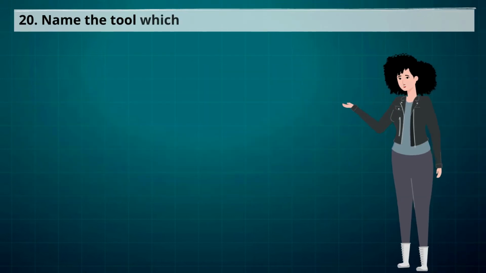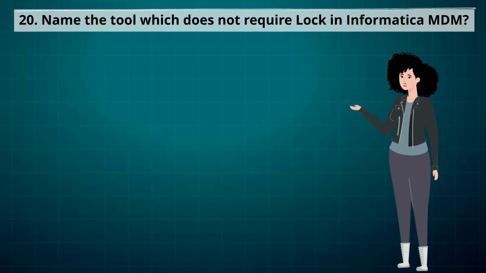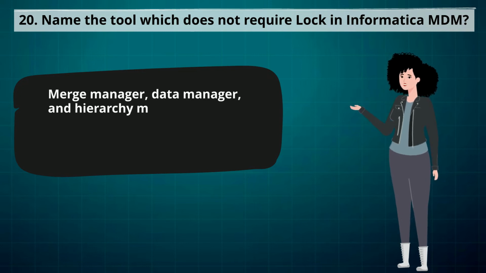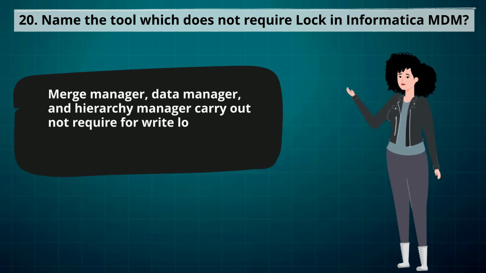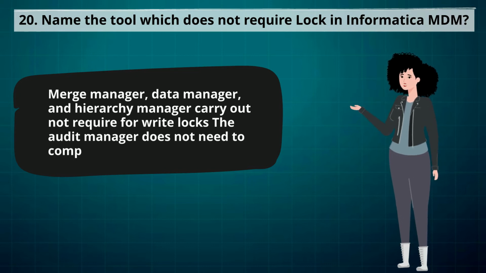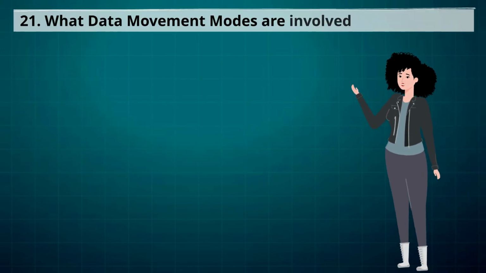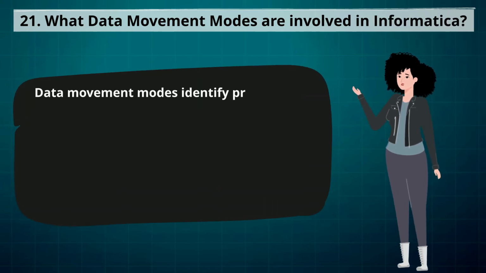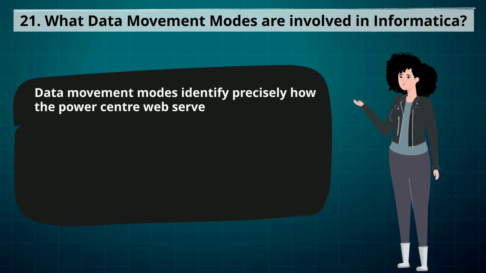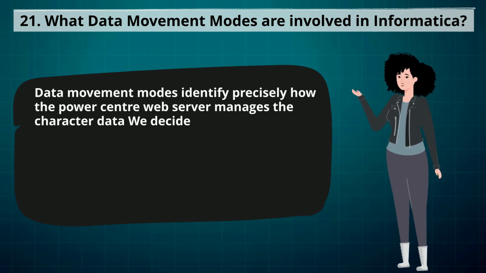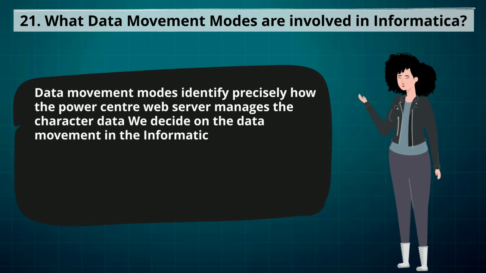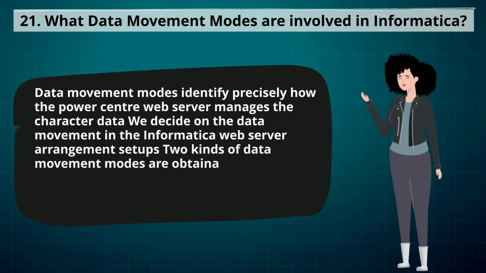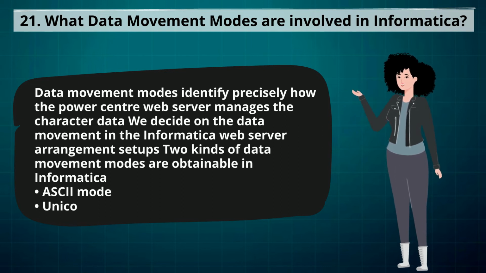20. Name the tools which do not require a lock in Informatica MDM. Merge Manager, Data Manager, and Hierarchy Manager do not require write locks. The Audit Manager does not need to write locks. 21. What data movement modes are involved in Informatica? Data movement modes identify precisely how the PowerCenter server manages character data. We decide on the data movement mode in the Informatica server configuration settings. Two kinds of data movement modes are available in Informatica: ASCII mode, Unicode mode.